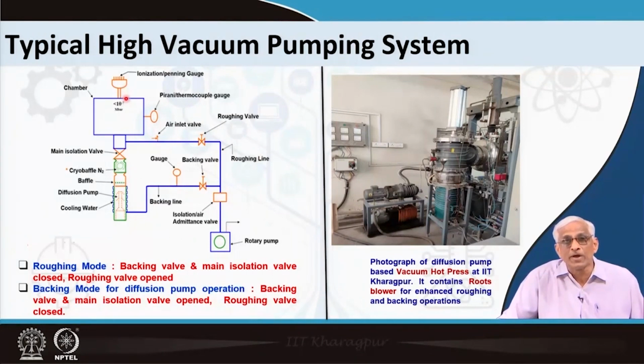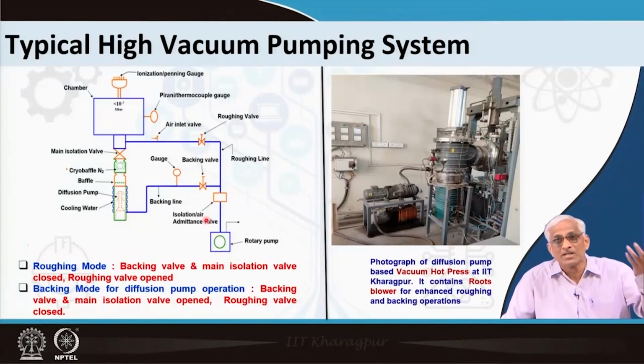After you reach sufficiently low pressure, around 10 power minus 2 torr, where the rotary pump cannot produce better, then you close this valve, then open this valve, then open this valve, and the same chamber is exposed to this route. Now you will start getting 10 power minus 6 torr.